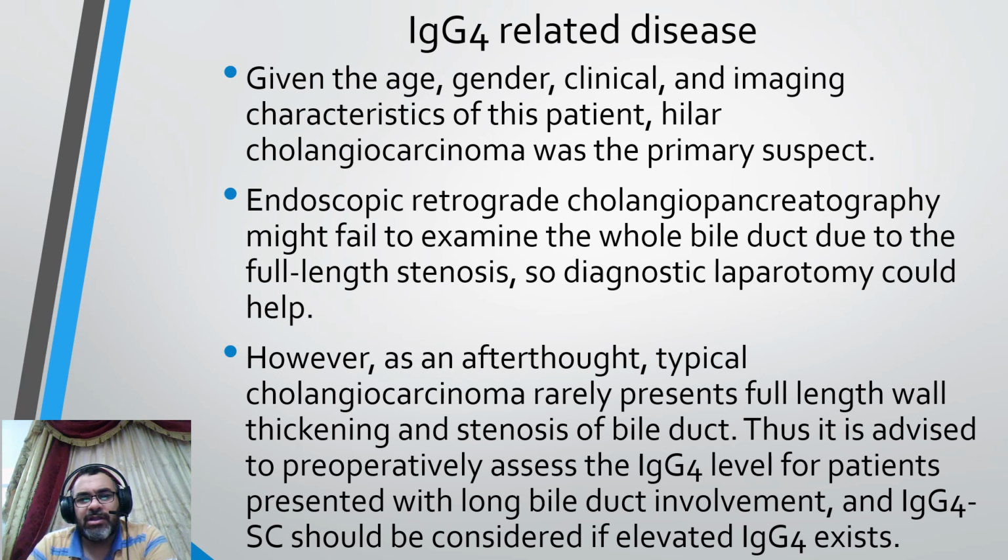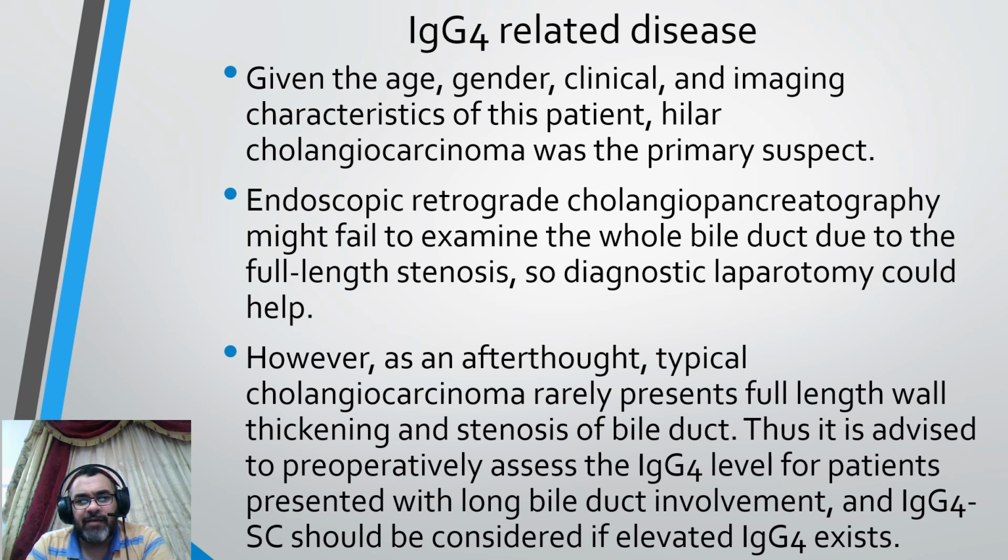Given the age, gender, and clinical and imaging characteristics of this patient, hilar cholangiocarcinoma was the primary suspect. This is the logical diagnosis. But endoscopic retrograde cholangiopancreatography might fail to examine the whole bile duct due to the full-length stenosis, so diagnostic laparotomy could help.